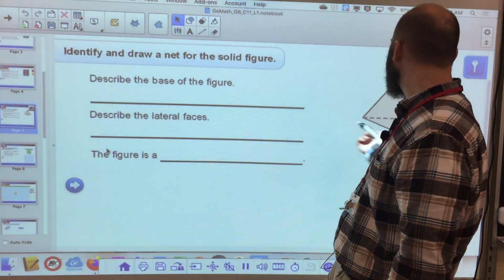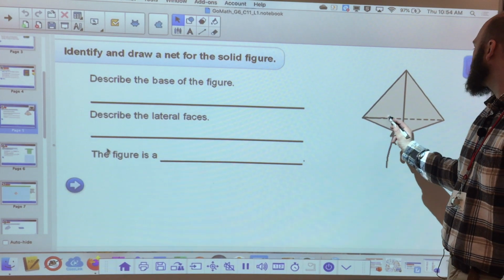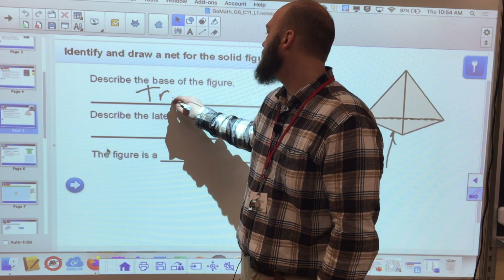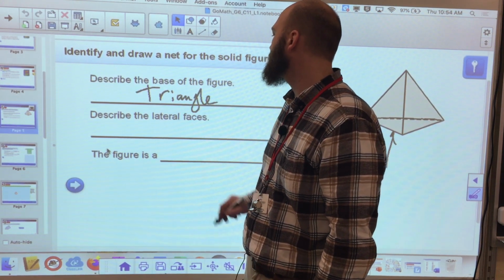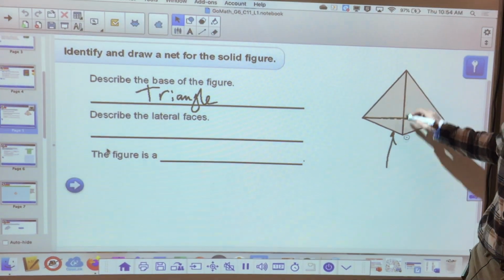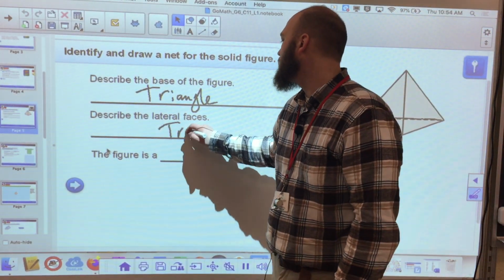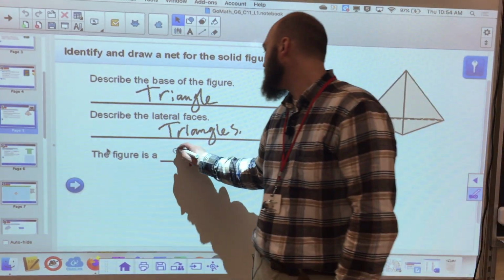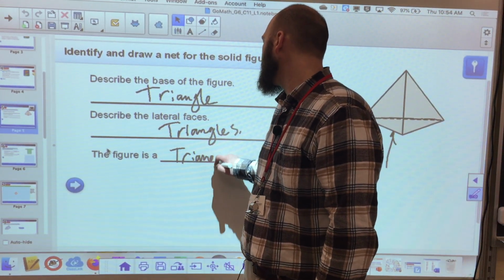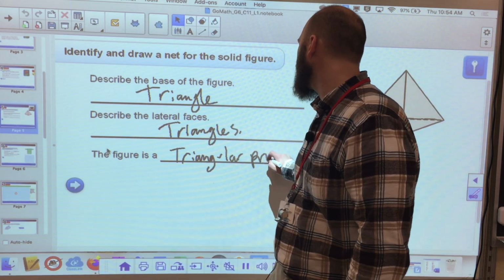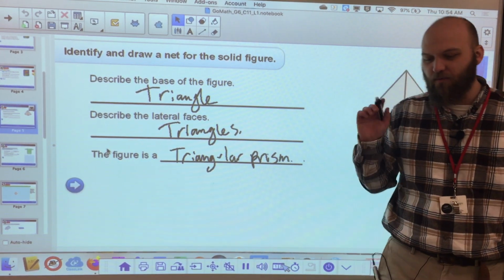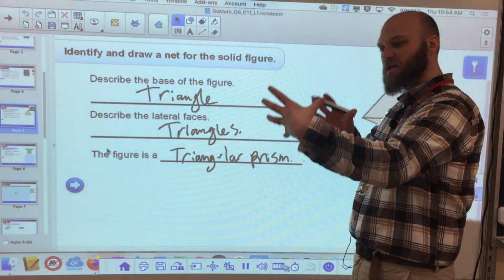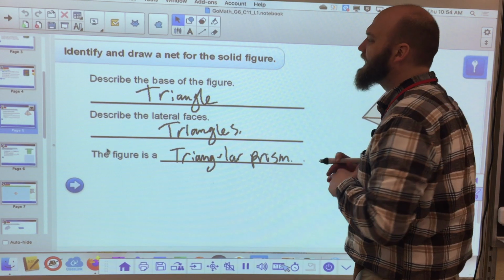So you start, what is the base of this figure? Well, this is a straight line across the back. So the base is a triangle. Now, what about the lateral faces? These ones on the side, they're also triangles. So the figure is a triangular prism. And prism is a term that we're going to be using to discuss our 3-dimensional objects, right? Rectangular prisms are like boxes. Triangular prisms, kind of like that.